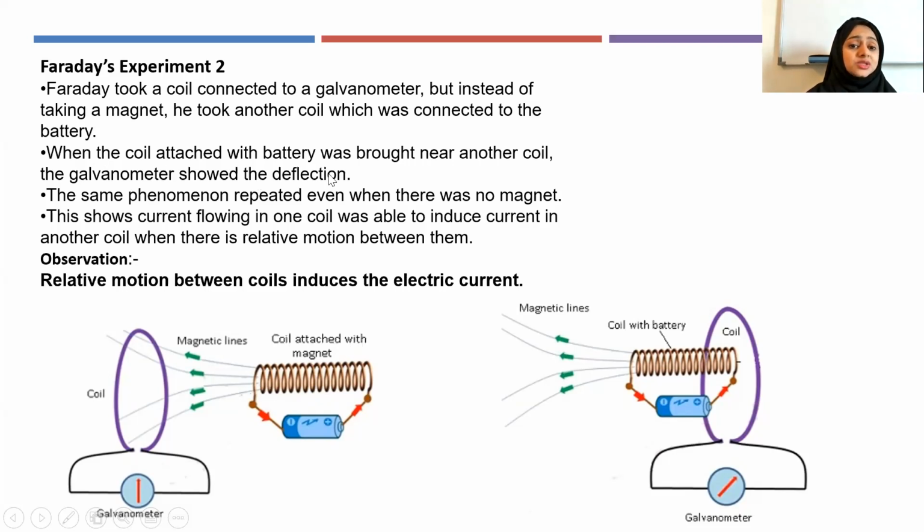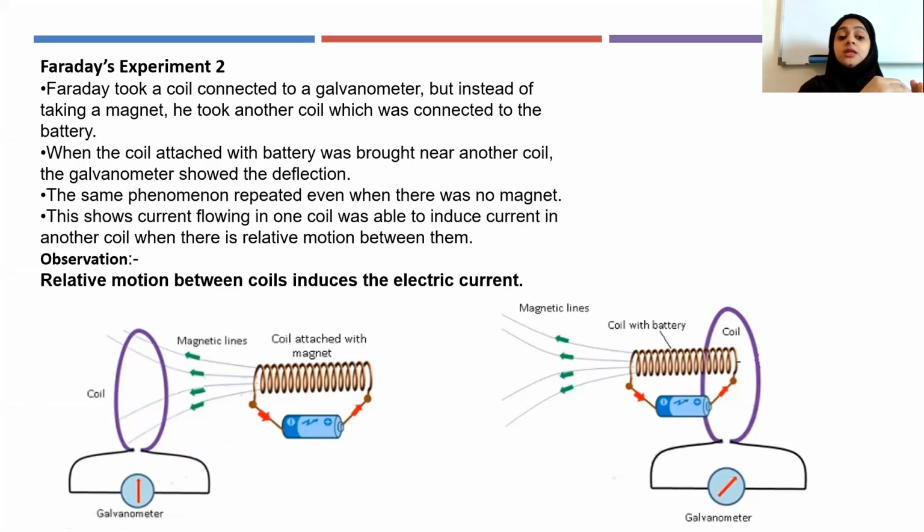When the coil attached with the battery was brought near another coil, the galvanometer showed deflection. So when you just move this coil with the battery near to the other coil, what happens? The galvanometer shows deflection. What does that mean? Presence of current. So let me call this single coil the first coil, and this the second coil, which we are bringing near to it.